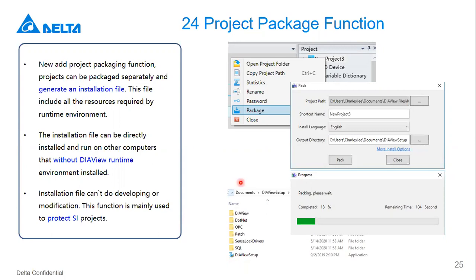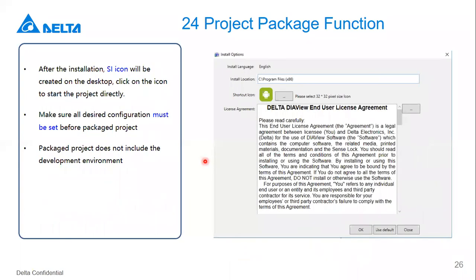You just use this file to execute in the site IPC, without the DIAView runtime environment installed. It's very useful for site commissioning. And we also have a feature where you can customize your icon. Here you can see I put the Android icon, and whatever icon you have, you can put it here. This also can protect the ISI values.